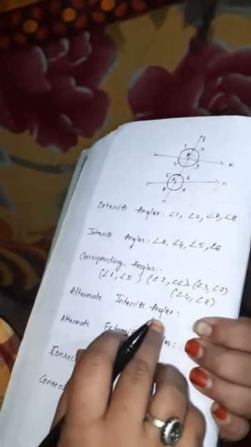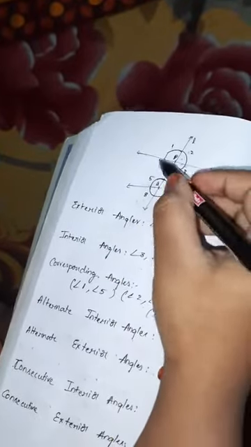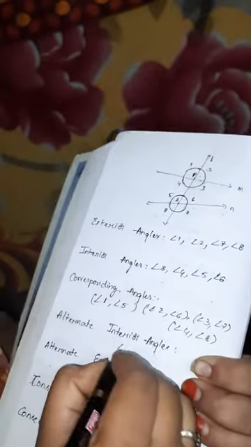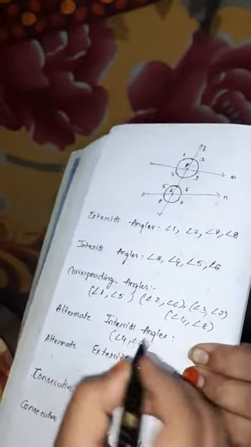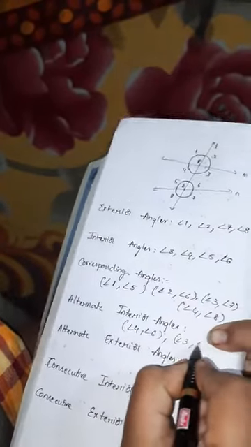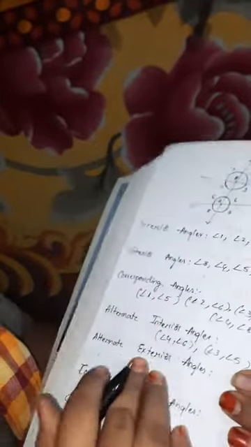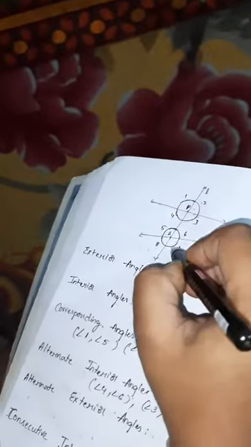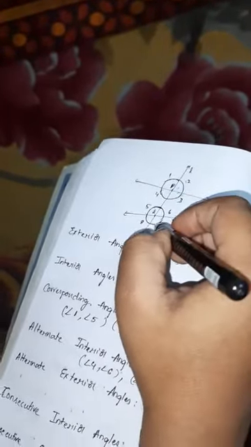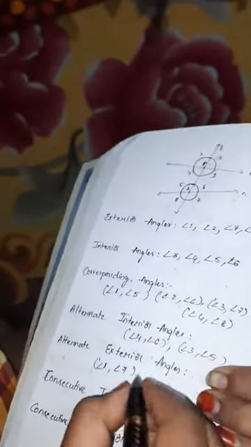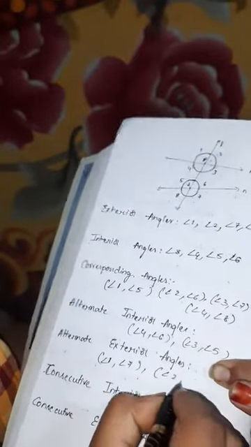Alternate interior angles are the angles which are interior and on opposite sides of the transversal. That is, angle 4 and angle 6 are alternate interior angles, and angle 3 and angle 5. Alternate exterior angles are those which are on opposite sides of the transversal. That means angle 1 and angle 7 are alternate exterior angles, and angle 2 and angle 8 are alternate exterior angles.